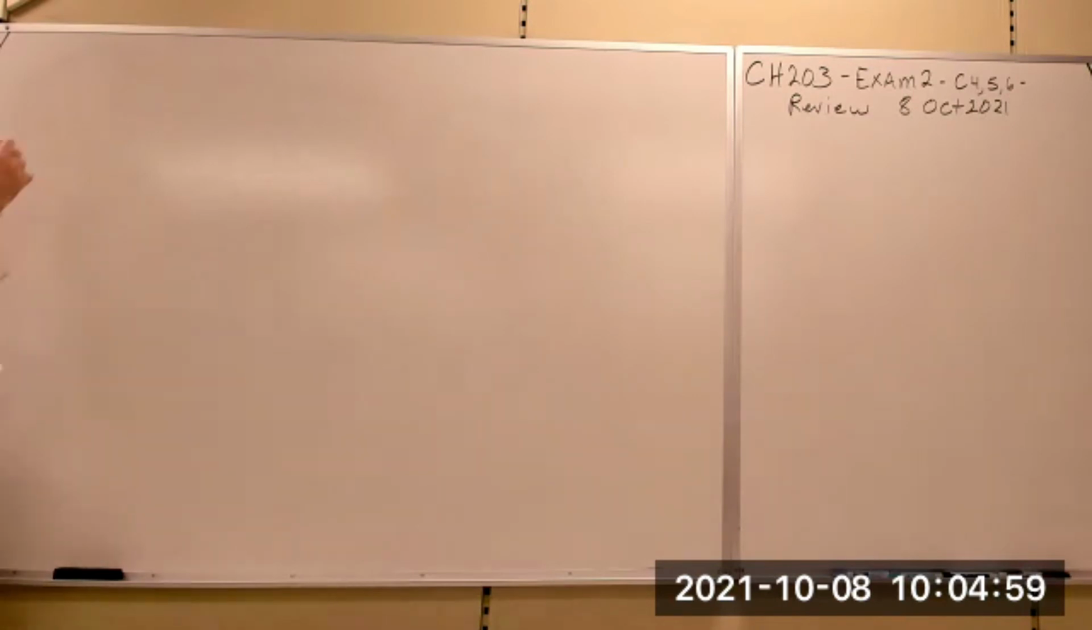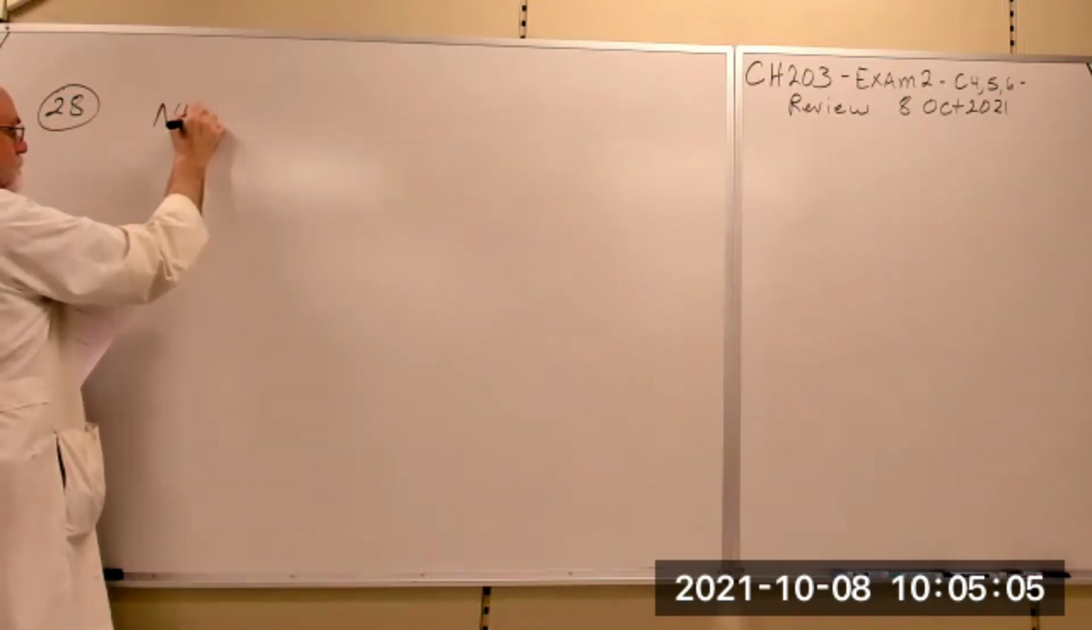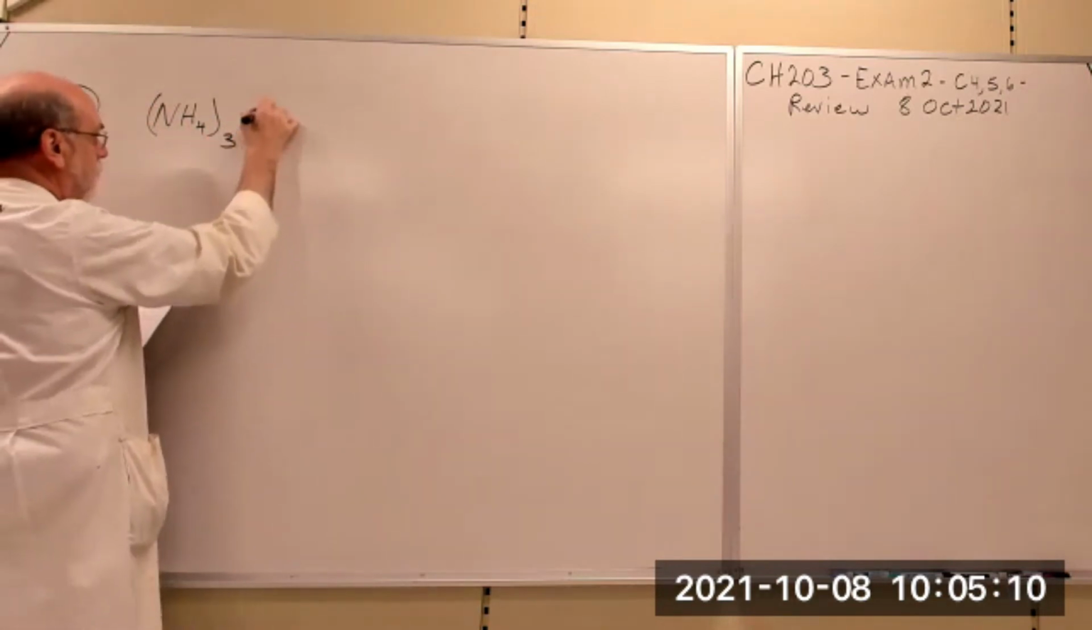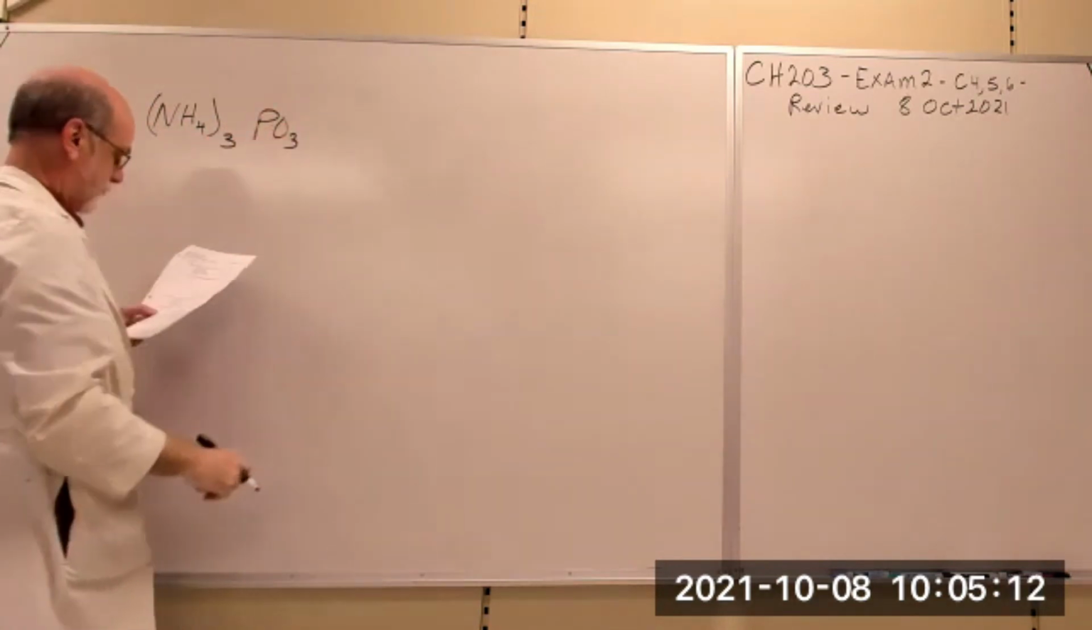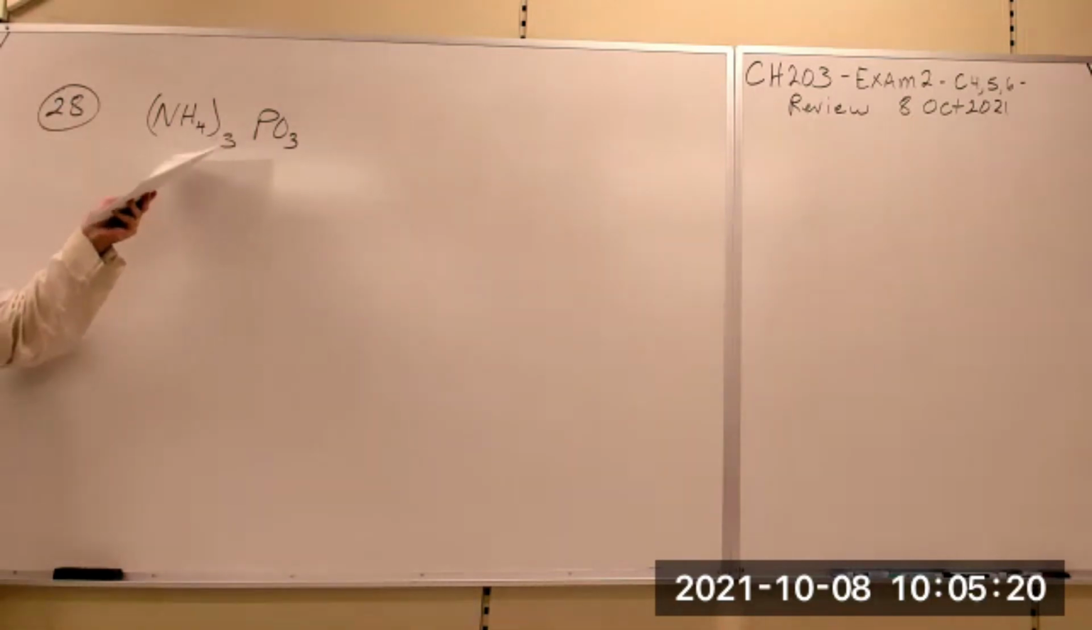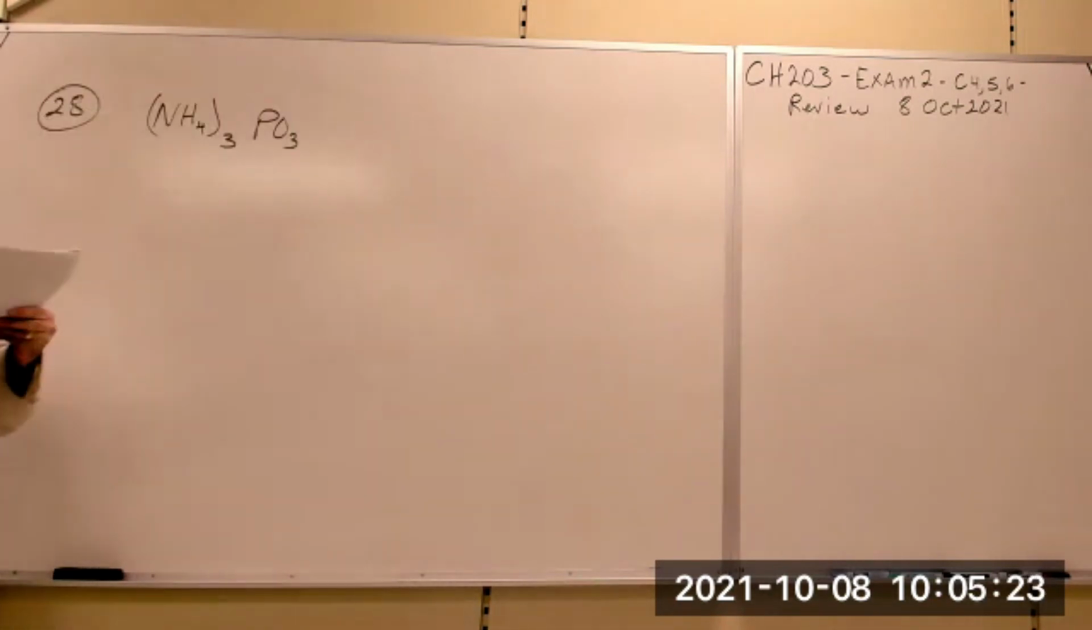Okay. How about this one? If you're given this formula, what's the molar mass for that? If we have a mole of them, but if we only have one molecule or one formula, what's the mass of that? You add up the individual masses of the atoms.